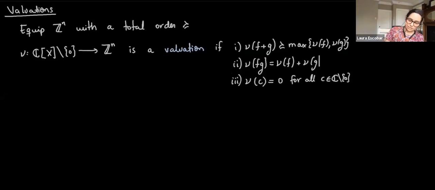So what is evaluation? As I was saying before, we're going to equip Z^n with a total order, and evaluation is a function from the coordinate ring minus zero to Z^n that satisfies these four properties. If you think about them, they should feel like Gröbner basis. So we will talk a lot about Gröbner basis and initial terms. It's like picking an initial term of a polynomial. So when you take the evaluation of two polynomials, you'll get that it's greater than or equal to the minimum of each of the evaluations. If you take the evaluation of the product of two elements of your coordinate ring, it becomes the sum. And the evaluation of a constant is going to be zero, whenever you have a non-zero constant.